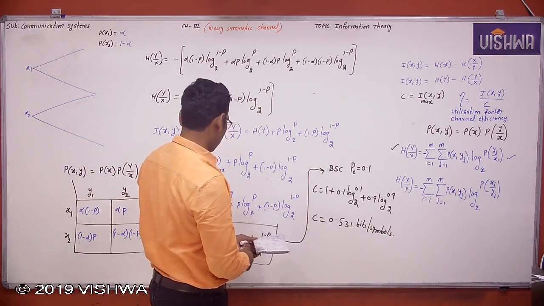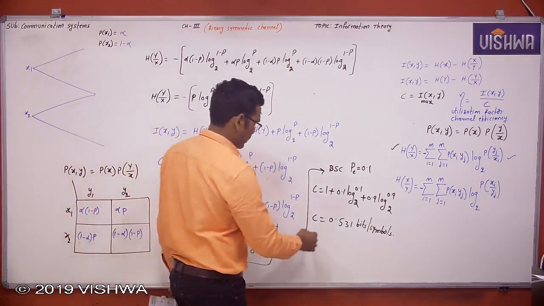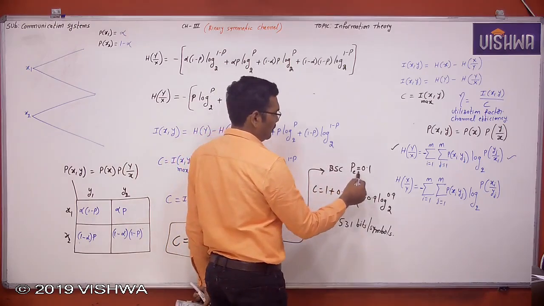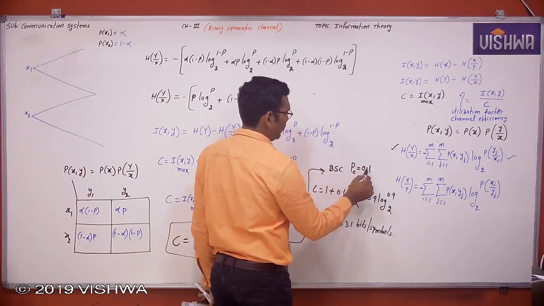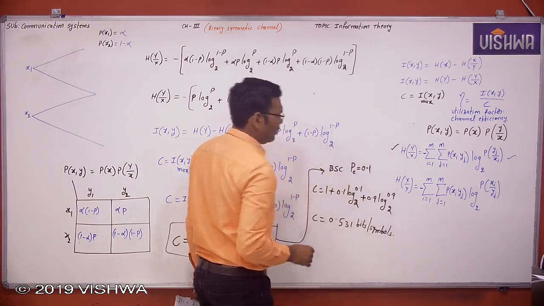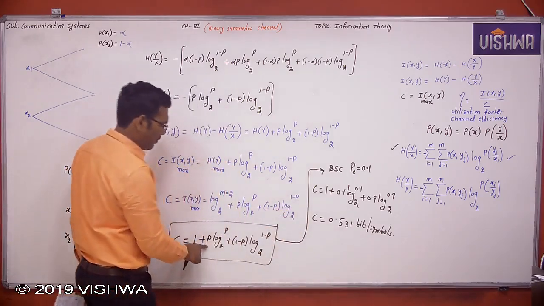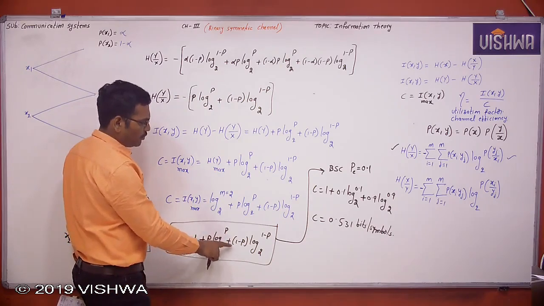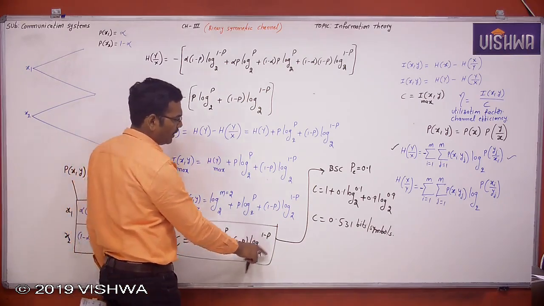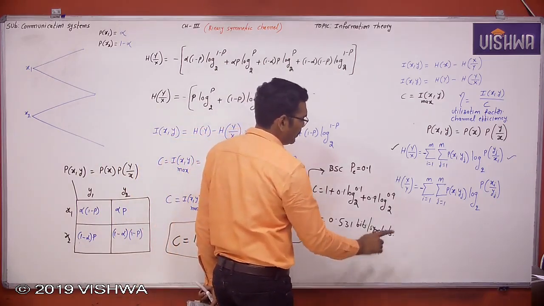Now see here, this is a binary symmetric channel. Now the question is like this. In a binary symmetric channel, the error probability is 0.1. Then he is asking for the channel capacity. Now what is the channel capacity? This is 1 plus 0.1 log 0.1 base 2 plus 0.9 log 0.9 base 2. And this is the channel capacity, which is 0.531 bits per symbol.